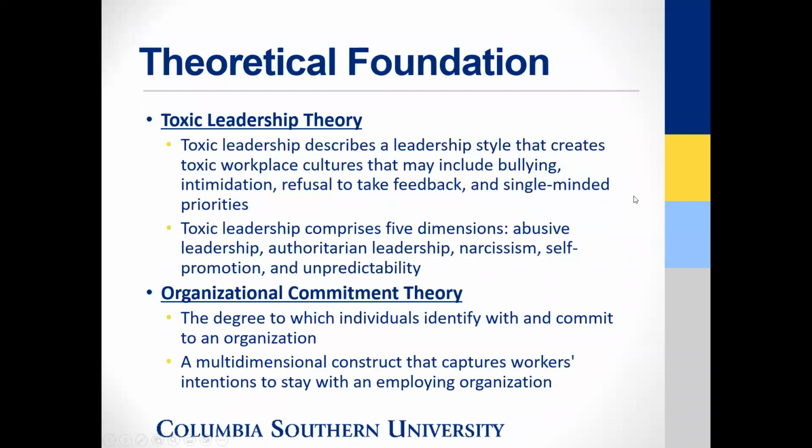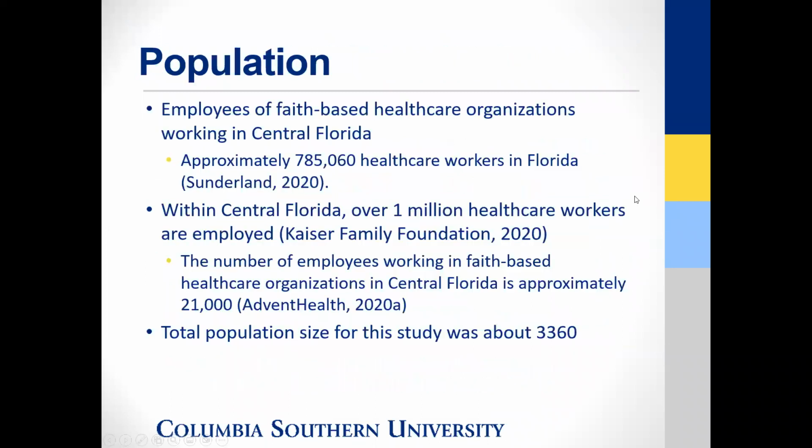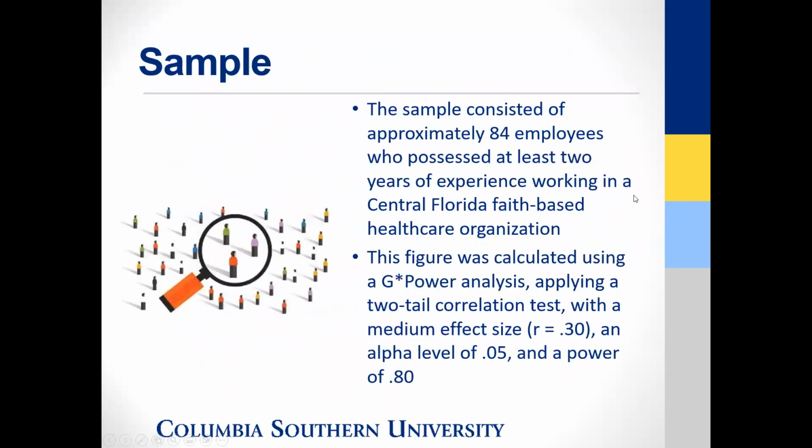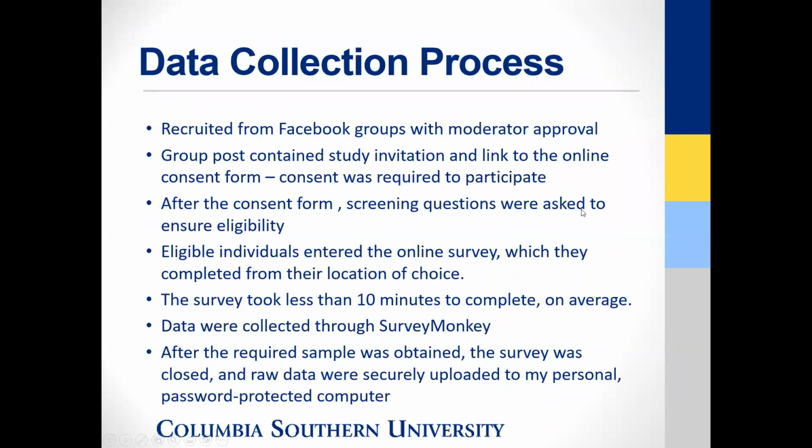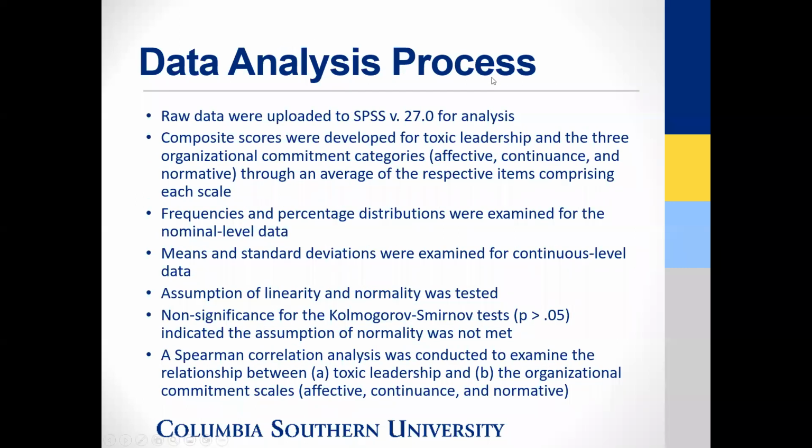Problem statement, purpose statement, theory, research method and design, population, sample, the research question and hypotheses, data collection procedures. So this is good, the other person had a flow chart. I think this is better. It's just less to read, but go step by step to summarize from step A to step Z, how you're going to collect your data. Are you going to use an online platform like SurveyMonkey or Qualtrics? And then the data analysis procedures.